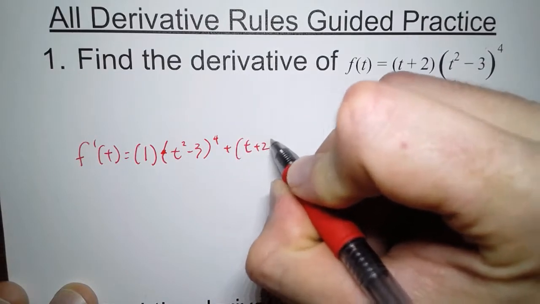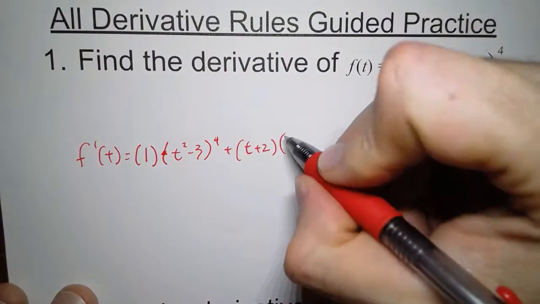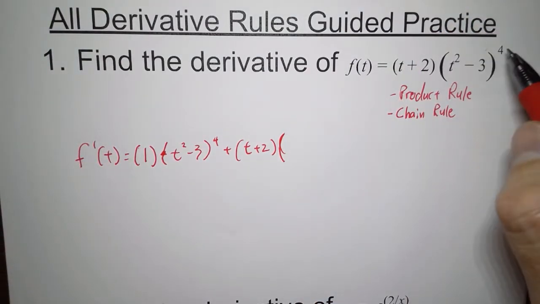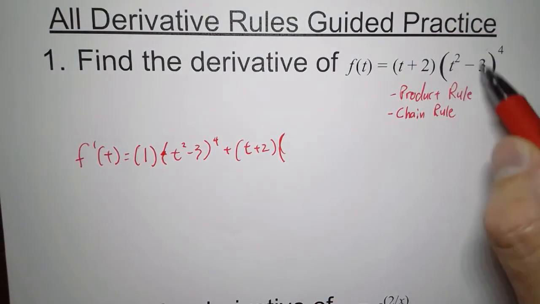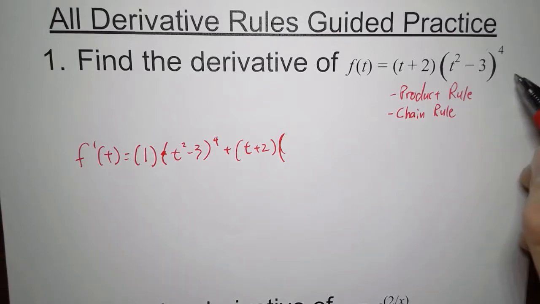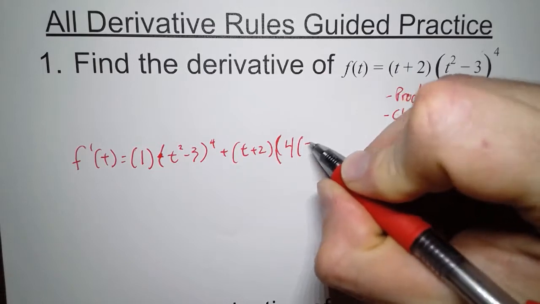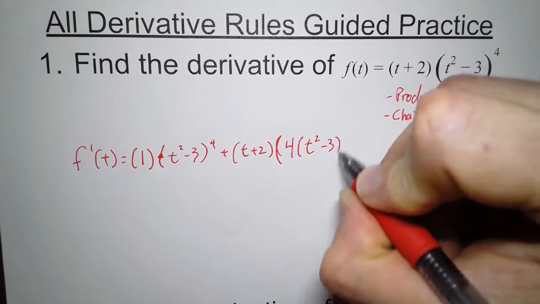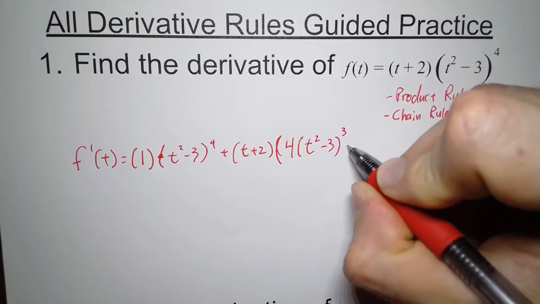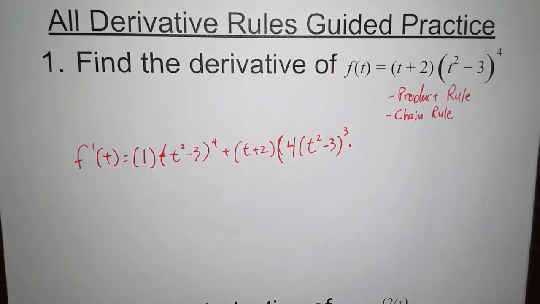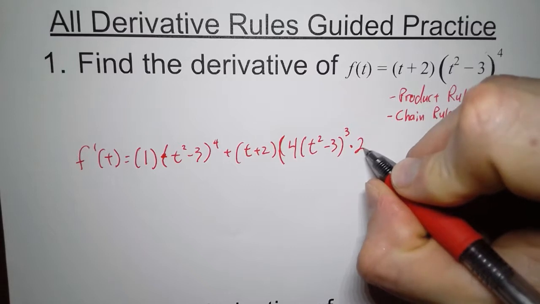plus 2. Now here's where chain rule comes in, because now we have to say, well, what's the outside function? Well, it's being raised to the fourth. It's this quantity to the fourth power. So the derivative of that outside function is 4 times that same quantity, t squared minus 3, raised to the third power. But chain rule isn't done. We then have to say, what's the derivative of the inside? And so that's 2t.